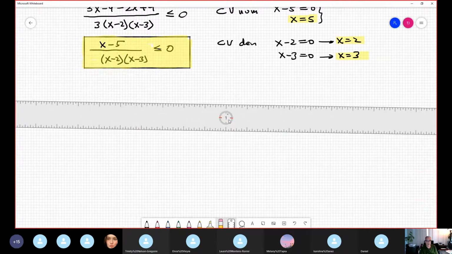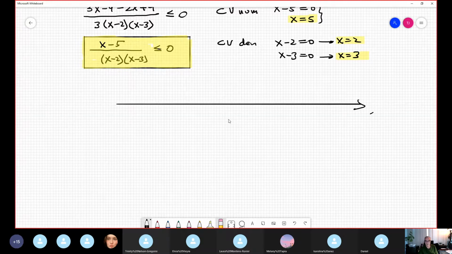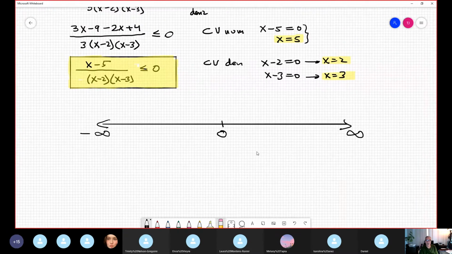Horizontal line, 0 degree. Something like that. This is my famous all real number line. This is infinity positive, this is infinity negative. In the middle we have 0. And the critical values help me to make a partition: 2, 3, and 5.